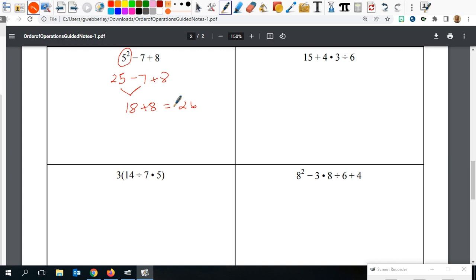All right, go ahead and try this next one. We got a plus, a times, and then a divide. So the last one you will do is plus.